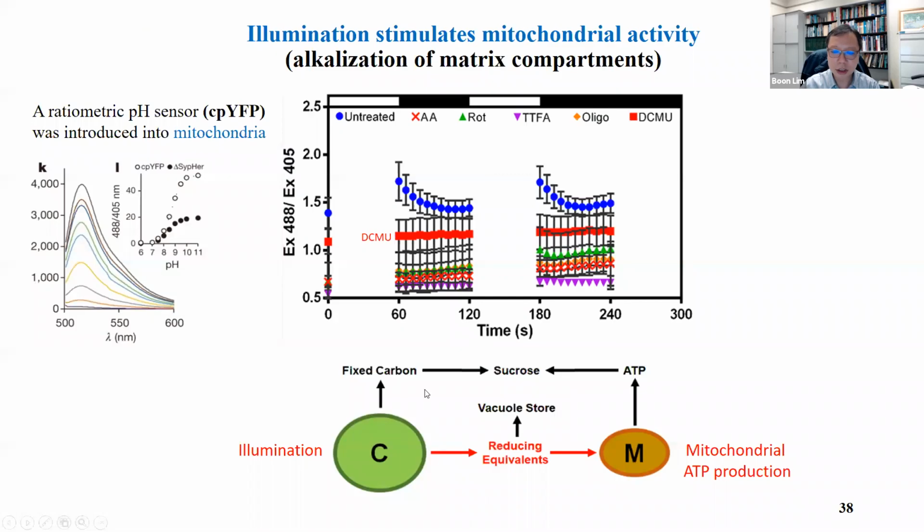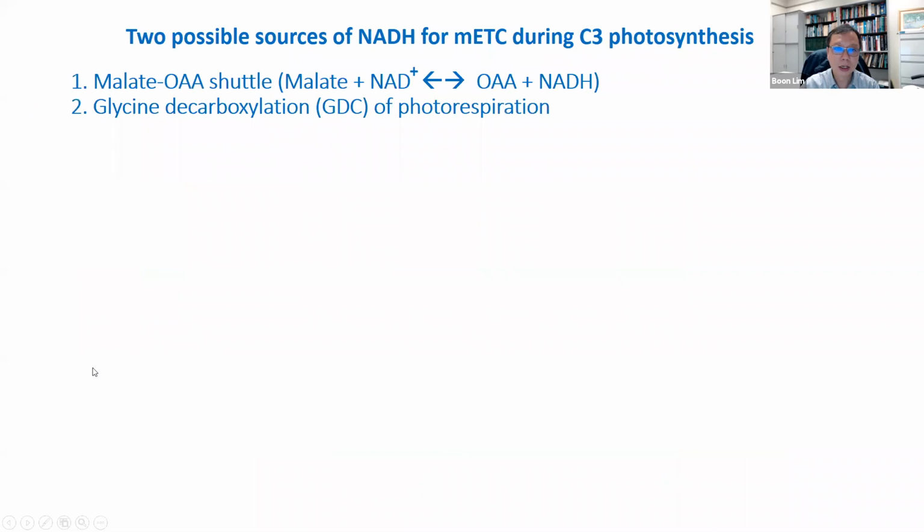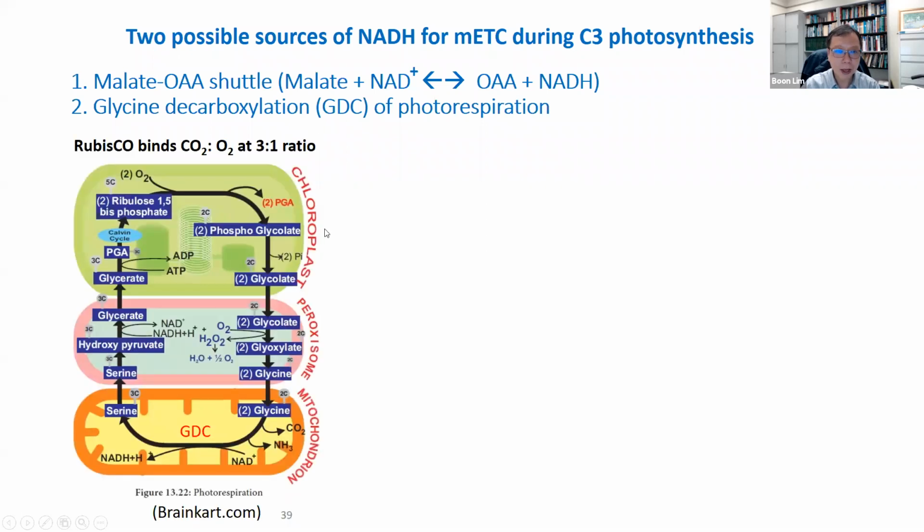So what is the source of these reducing equivalents? There are two possible sources of NADH for the mitochondrial ETC during C3 photosynthesis. C3 means C3 plants. The first includes the malate-OAA shuttle that I mentioned before. Second is that there is glycine decarboxylation in the mitochondria, and there is a process called photorespiration.